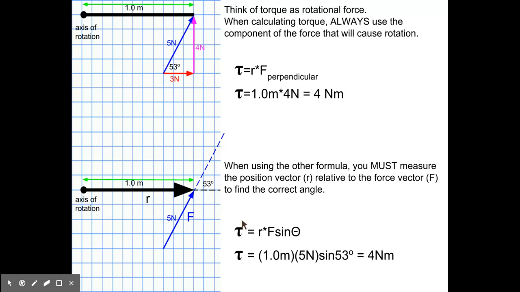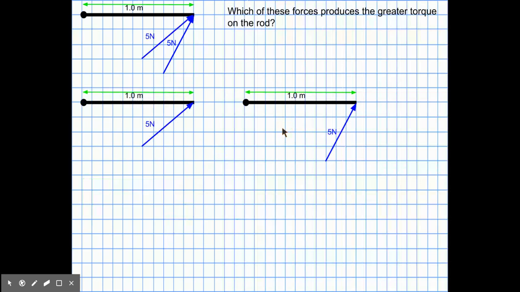So what we could also do is we could take the 1 meter length, multiply it times the 5 newtons, multiply it times the sine of 53, and we also get 4 Newton meters. Now that equation is great and all, but I really want you to conceptually understand that it's really this that is the torque, the fact that we need the perpendicular component of the force.